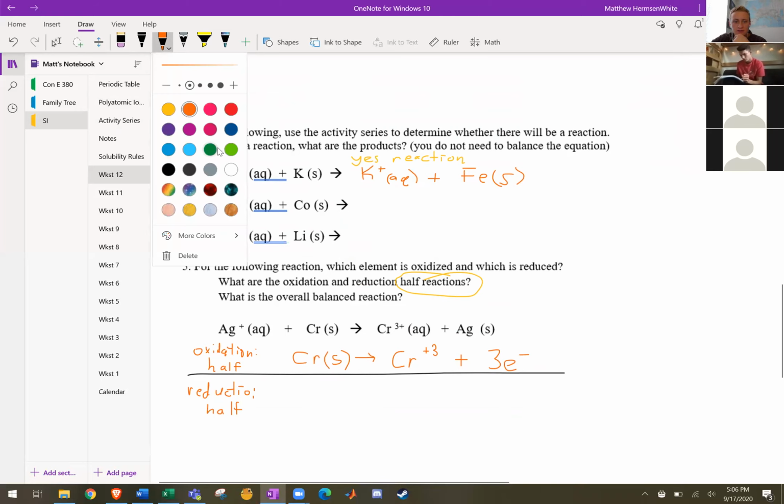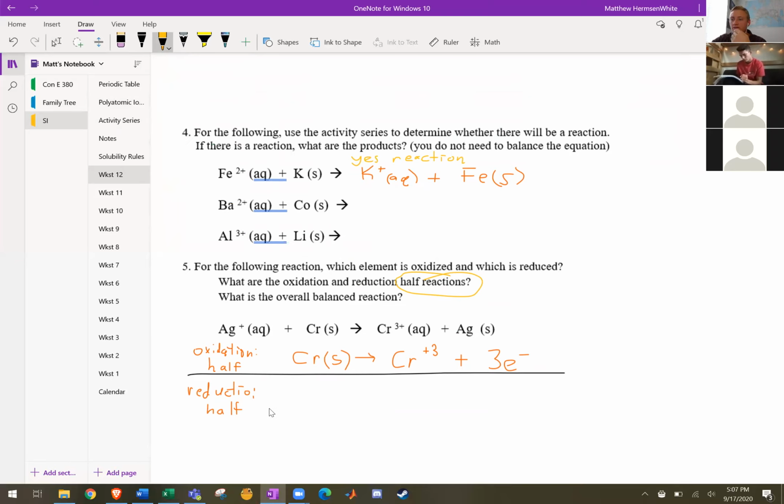What about the other one, which is the reduction half? When we say half reactions, we mean we're breaking down this whole reaction into the part that is being oxidized and the part that's being reduced. So the reduction half would be the silver. So Ag plus aqueous goes back, right? Yes, this one is going backwards. So Ag solid.